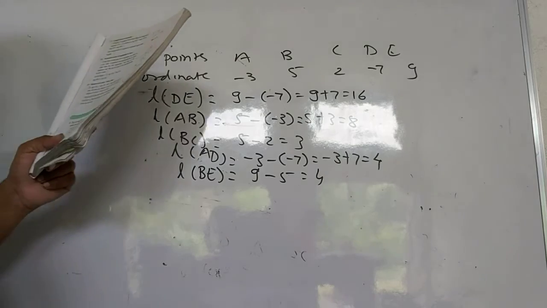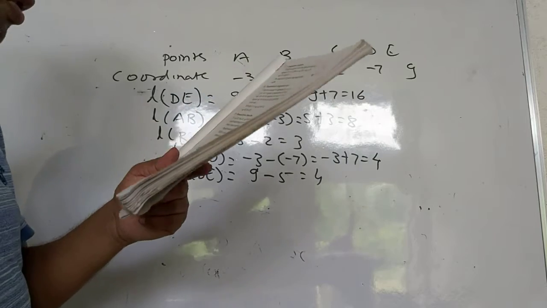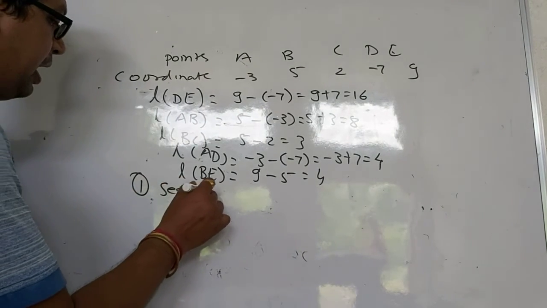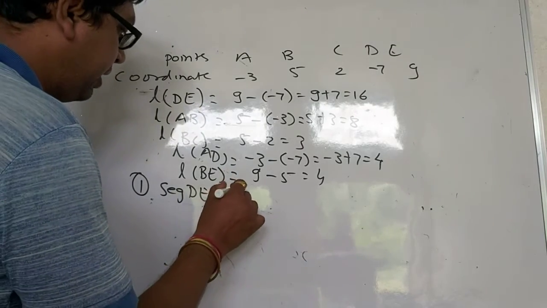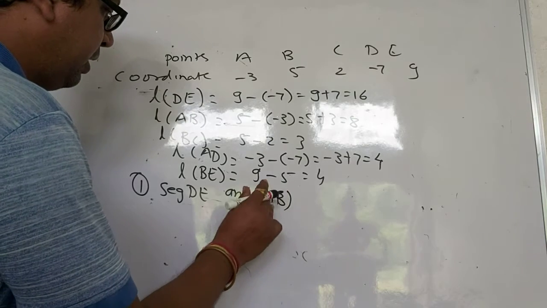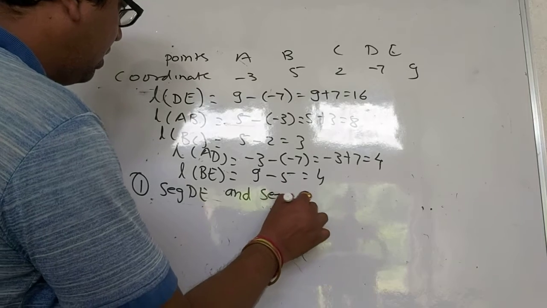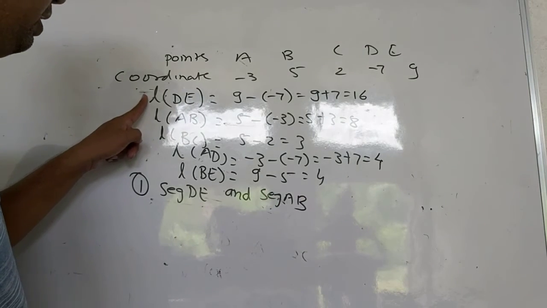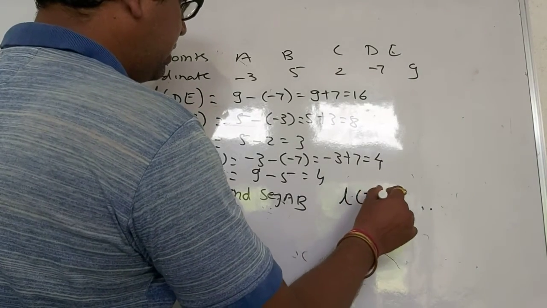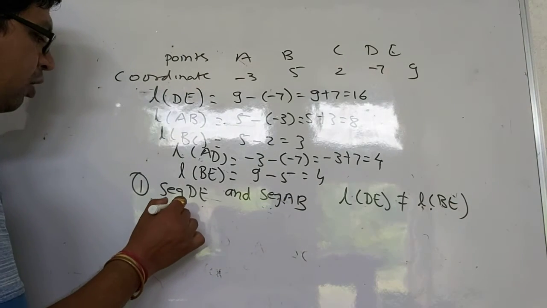So here what they have told is, decide whether the pairs of segments given below the table are congruent or not. First of all, segment DE and segment AB. If you see, the lengths of DE and AB are not equal. Length of DE is not equal to length of AB, therefore they are not congruent.